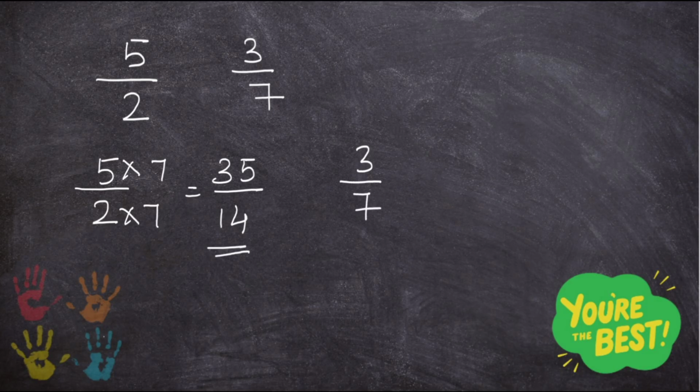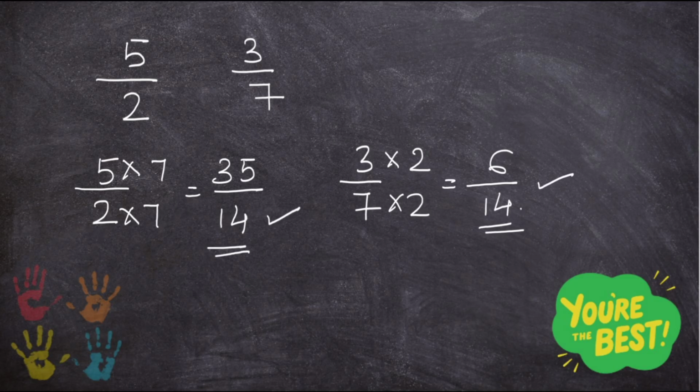Now take the other fraction, 3 upon 7. Now what am I going to do? I'm going to check the denominator of the first fraction. Who is it? 2. So now multiply both numerator and denominator by 2. And when I multiply, I'll get the answer as 3 times 2 gives me 6 and 7 times 2 gives me 14. So the equivalent fractions for the given pair 5 upon 2 and 3 upon 7 will be 35 upon 14 and 6 upon 14.